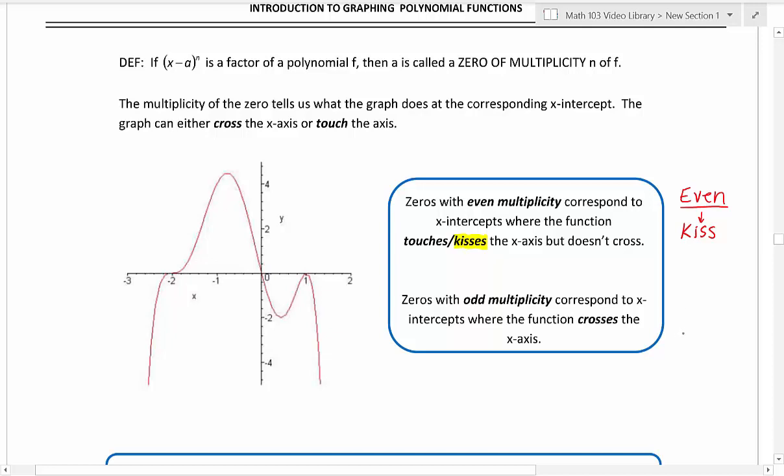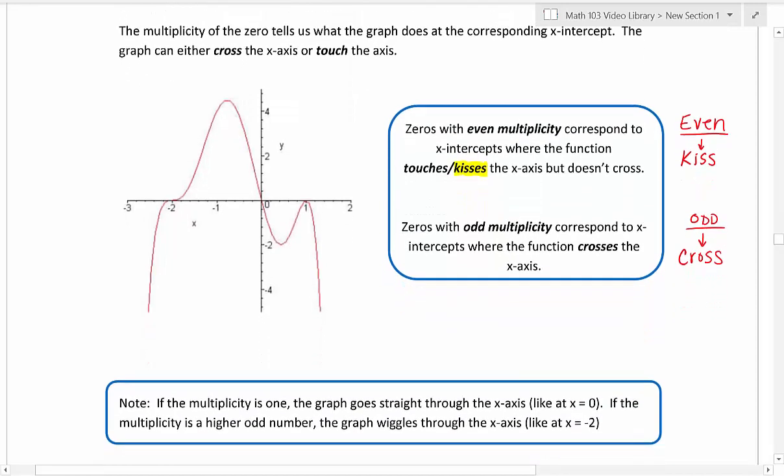And then if we use the word cross, cross has 5 letters. 5 is an odd number. So this reminds me that for odd, I want to use the word with an odd number of letters, which would be cross. So even multiplicity, we're just kissing the x-axis. Odd multiplicity, our graph is actually going to cross the x-axis.